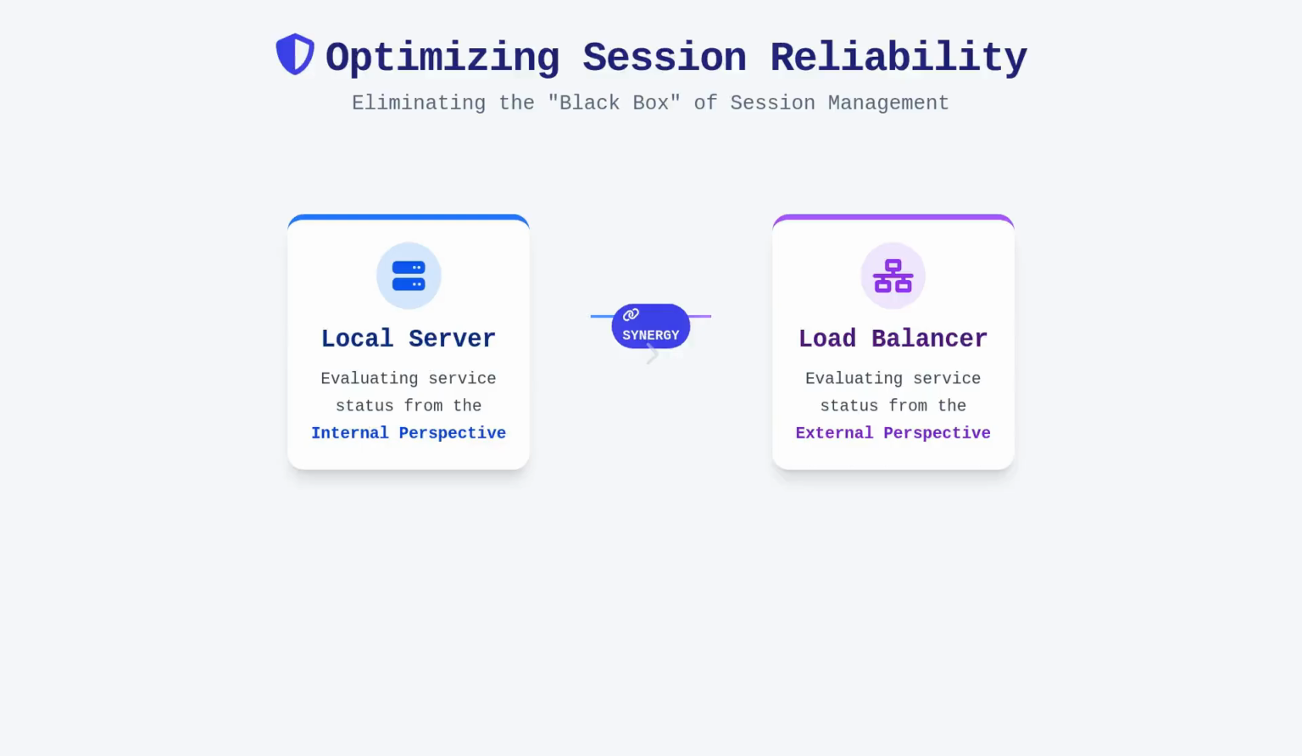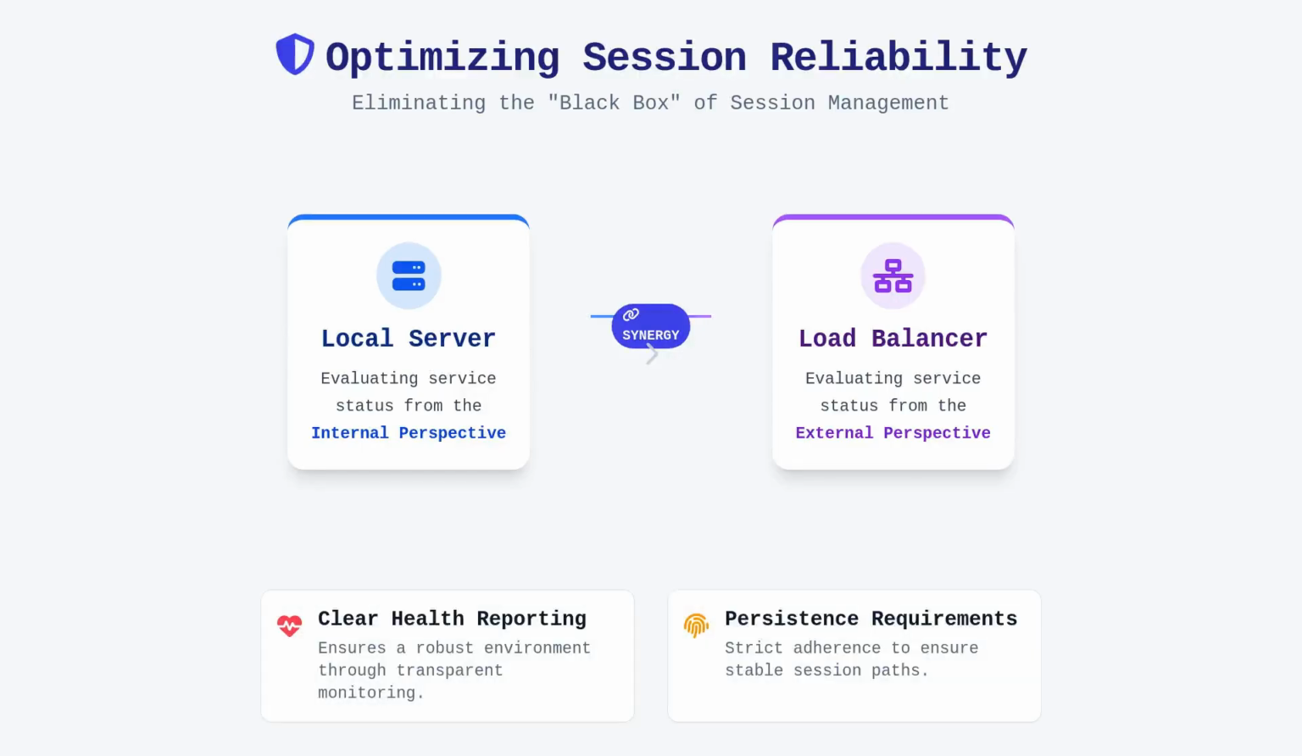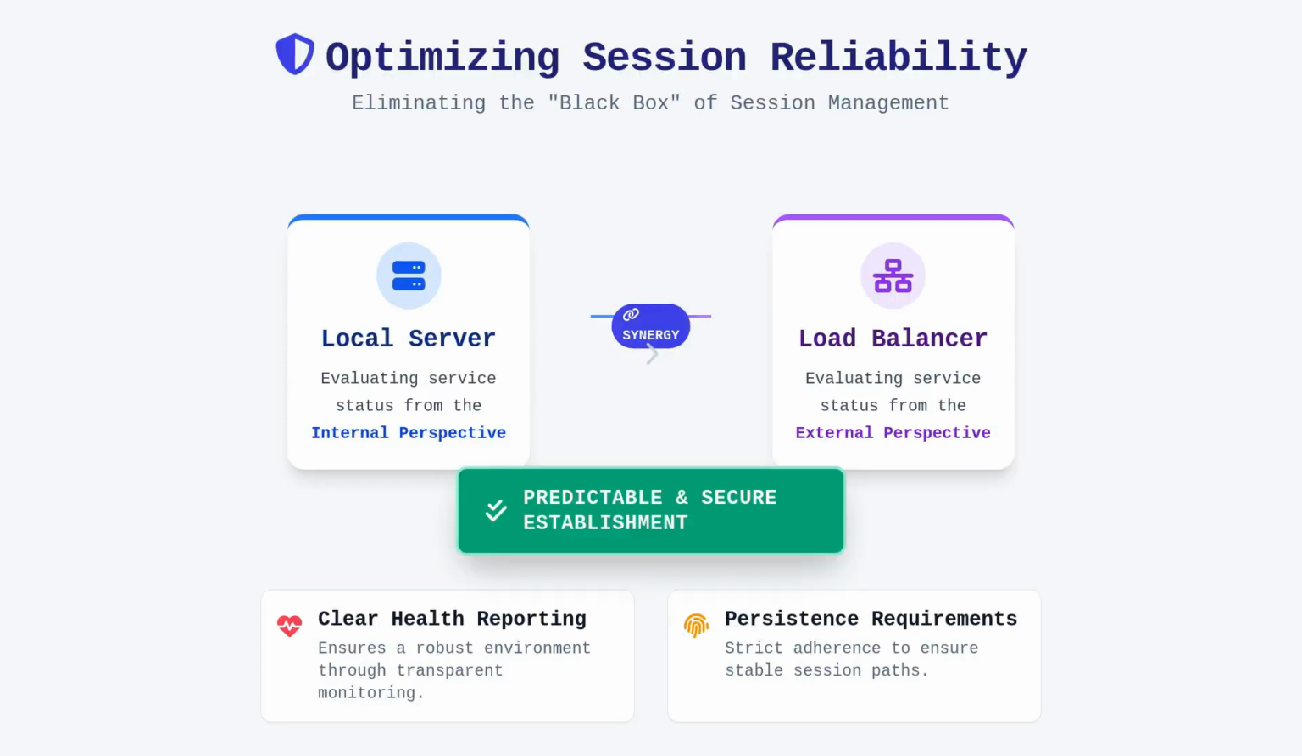A robust environment thrives on clear health reporting and strict adherence to persistence requirements, ensuring that when an administrator clicks Connect, the session is established predictably and securely. We have covered the essentials of keeping that connection path healthy and reliable.